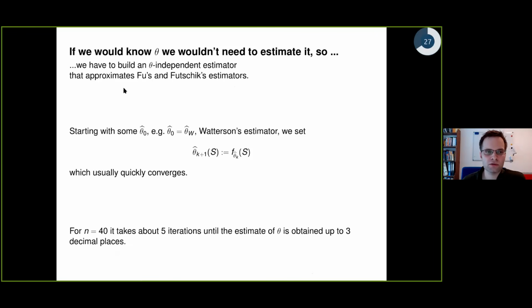So what we do in this case is we just approximate those estimators by iterative versions. For example, we can start with Watterson's estimator, estimate some theta, then take the parameters which are optimal for that theta, and then proceed until this converges, which usually is really quick.